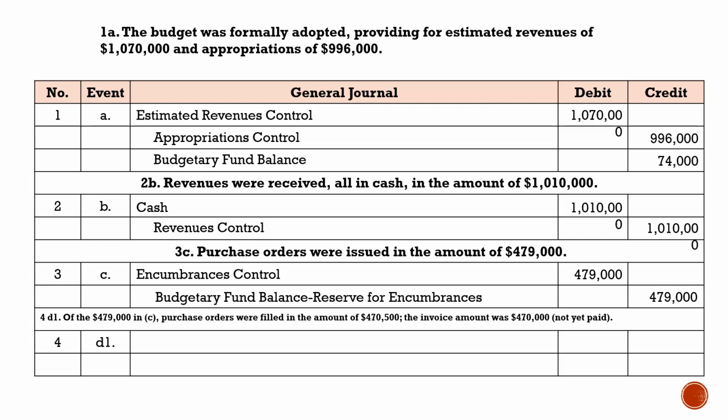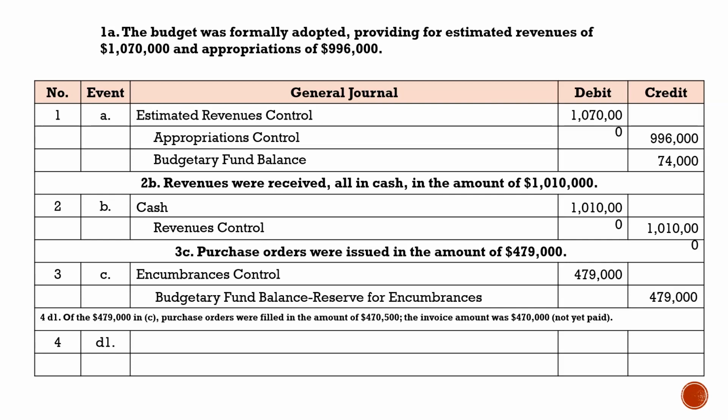So in journal entry 4 here, the first journal entry is going to be that of the $479,000 that we've encumbered. $470,500 of it was filled. So that is the estimated amount. So what do we do with encumbrances? Well, once we've filled them, we reverse that portion out, right?